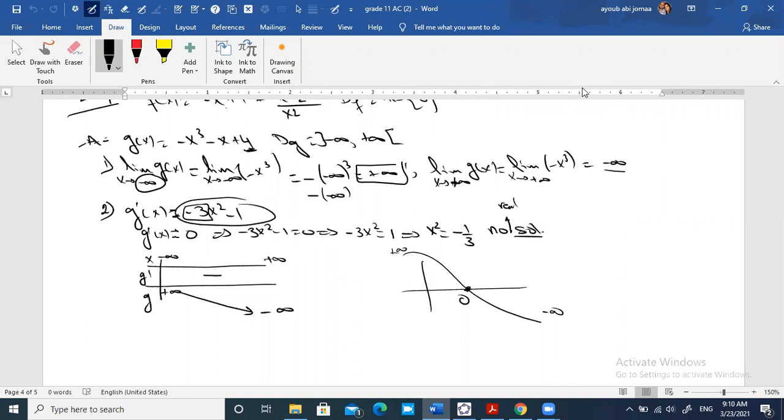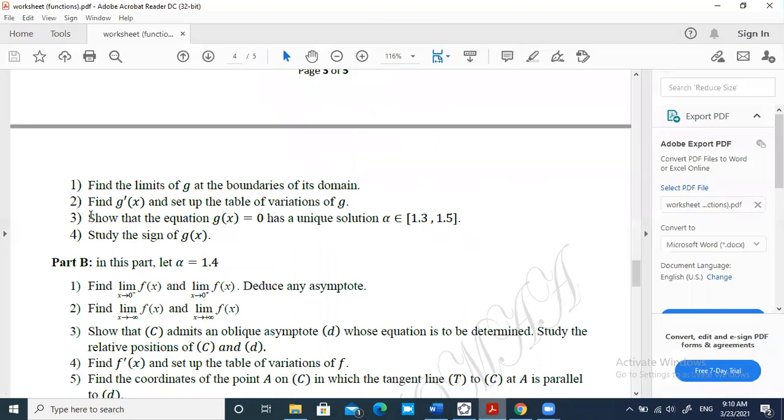What does it mean that it passes by zero? It means there is some value at which g of this value is equal to zero. Or in other words, the equation g of x equals zero has a solution. And here, since it is strictly decreasing, it has a unique solution, only one. And that will be the question in part 3.